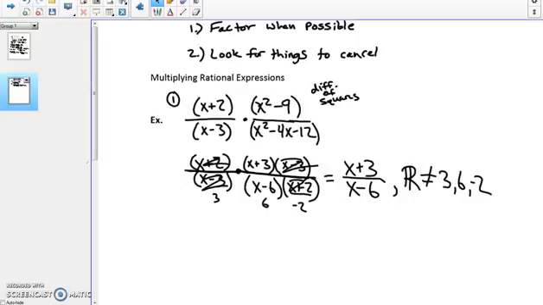That's all we got to do. That's it. Factor when possible, look for things to cancel. I know we called it multiplying, but we're actually not really even multiplying stuff. It's just called that because you're actually multiplying the expressions, but the way we approach it is we just set it up, you combine things, you factor things, then you cancel things. That makes life pretty easy for us.